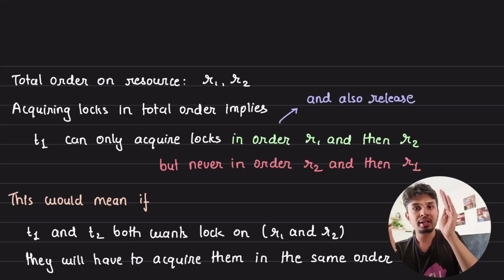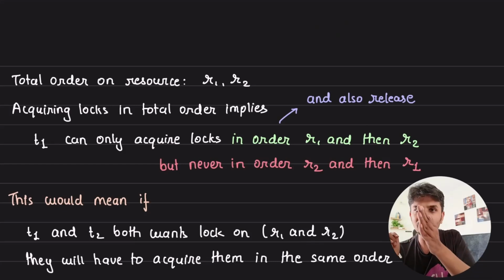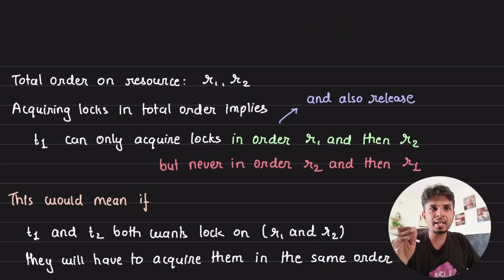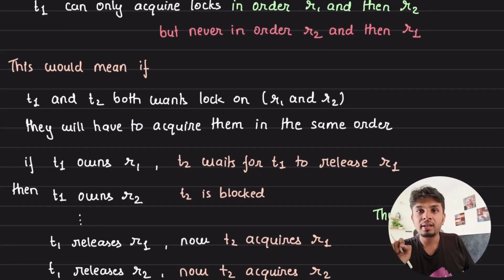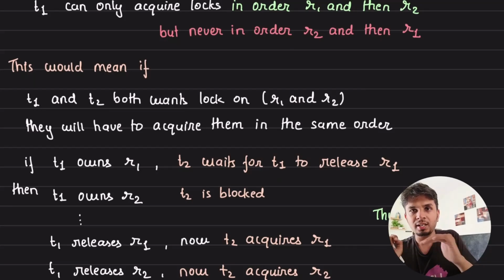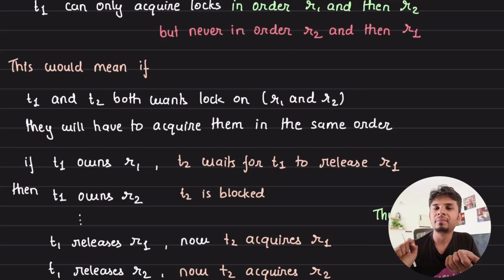Why? Because T1 will also acquire lock first on R1, then on R2. T2 will also try to acquire lock first on R1, then on R2. So if out of T1 and T2, any one of them, let's say T1 has acquired a lock on R1, T2 would not be able to move forward because it is acquiring the lock on R1, then on R2. This is the importance of total ordering.